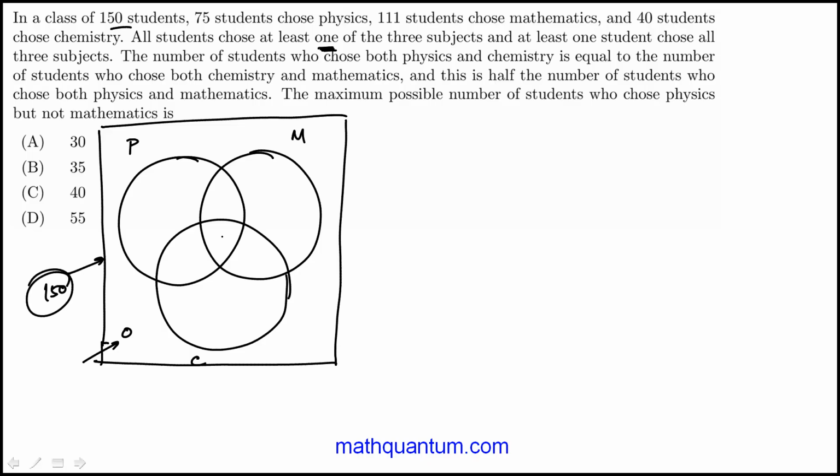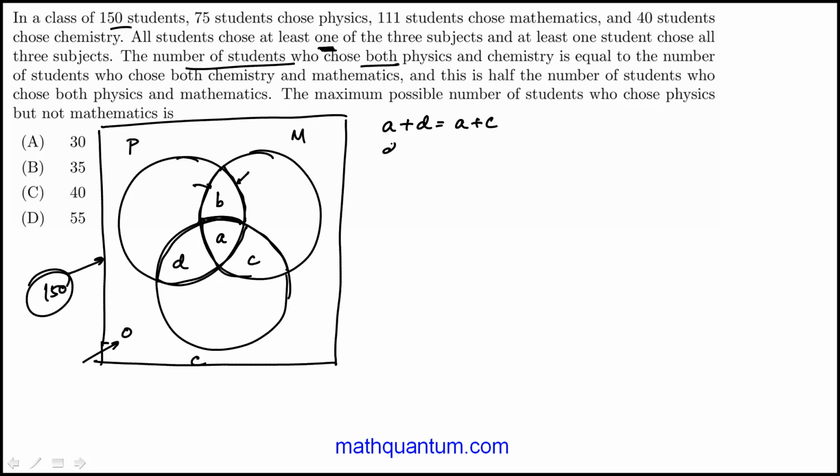Now what I'll do is define these variables here, A, C, B, D, and these represent that region itself. So when I look at B here, that would be the number of students who are taking physics and math, but not chemistry. So each of these letters represents that region. I'll first algebraically translate that relationship. The number of students who choose both physics and chemistry, that would be A plus D, is equal to the number of students who chose both chemistry and mathematics. So that would be A plus C.